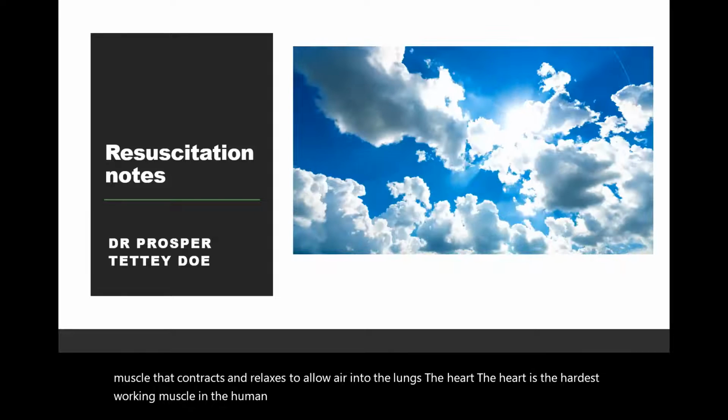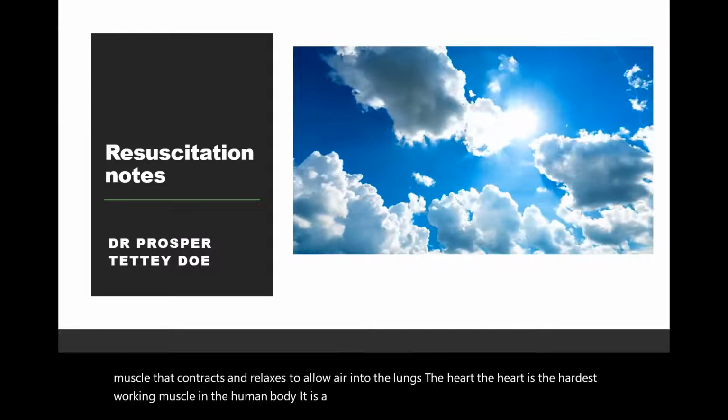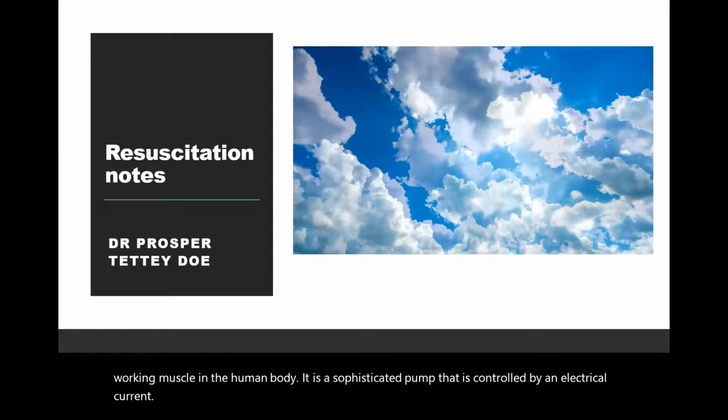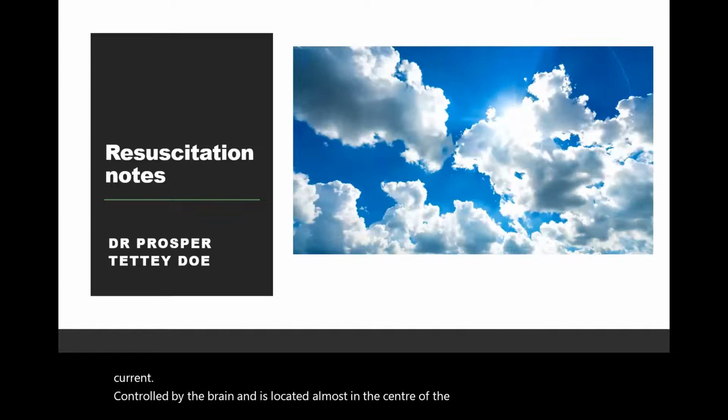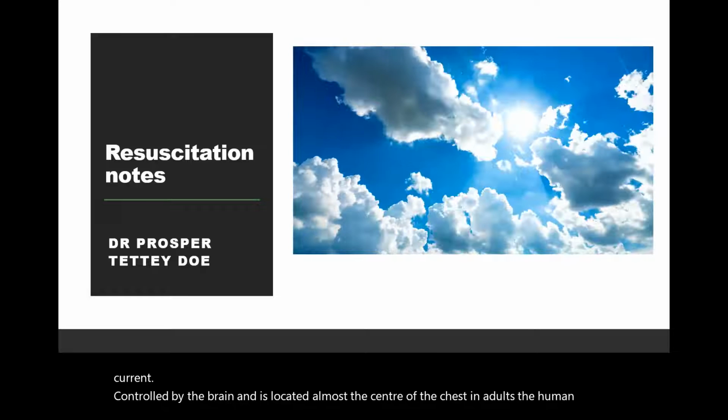It is a sophisticated pump that is controlled by an electrical current controlled by the brain and is located almost in the center of the chest. In adults, the human heart is about the size of a clenched fist.